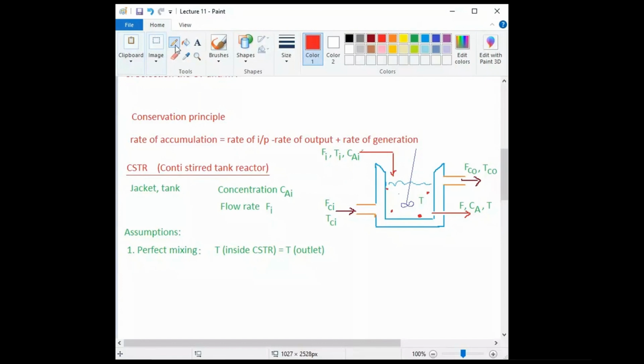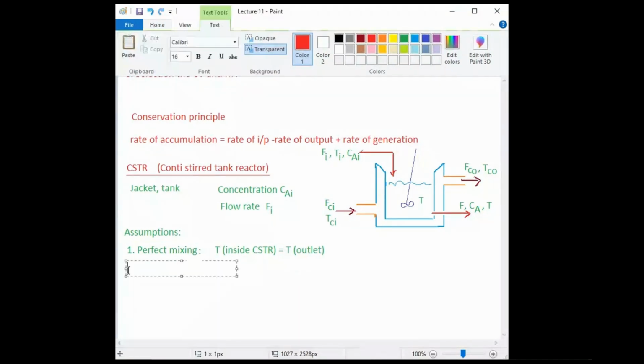That is why we take assumptions. So this is our first assumption, that throughout the tank there is perfect mixing. The second assumption, we'll take that the reactor is perfectly insulated.